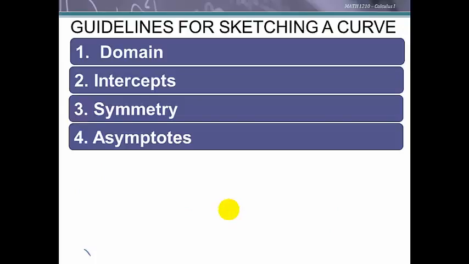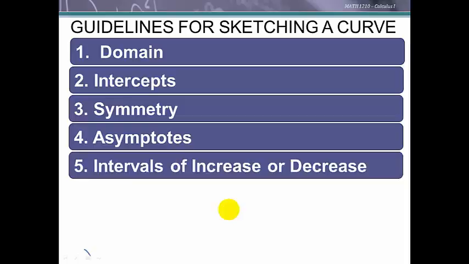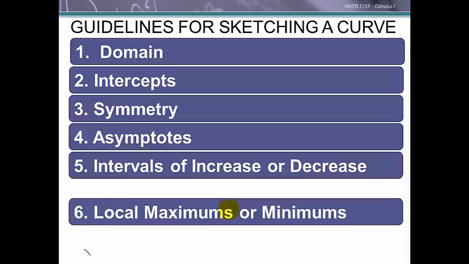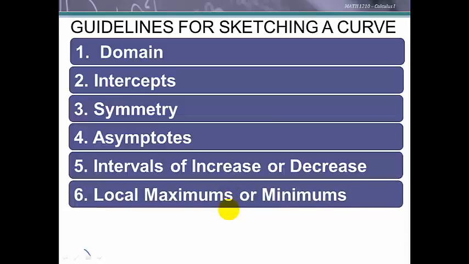After we get the asymptotes figured, we are ready to look for intervals of increase or decrease. And we're going to do that by using the first derivative, because we know if the first derivative is positive, we have an increasing function, and if the first derivative is negative, we have a decreasing function. And then we can also determine local maxes and minimums by seeing what goes on in this combination.